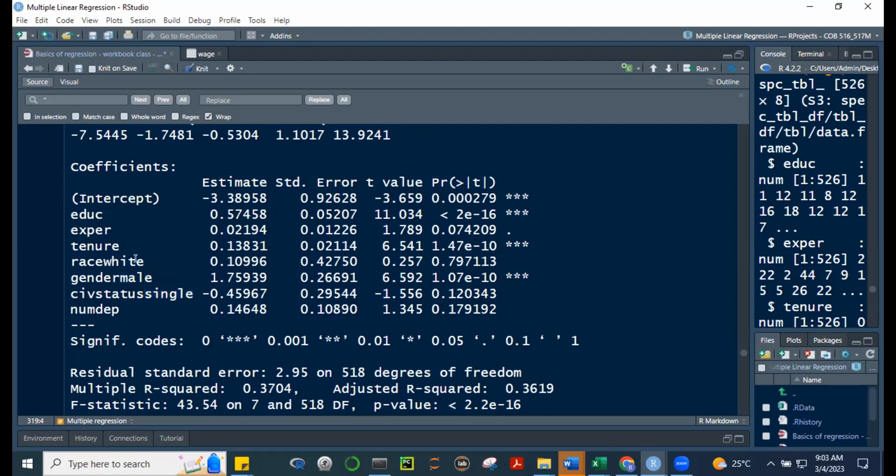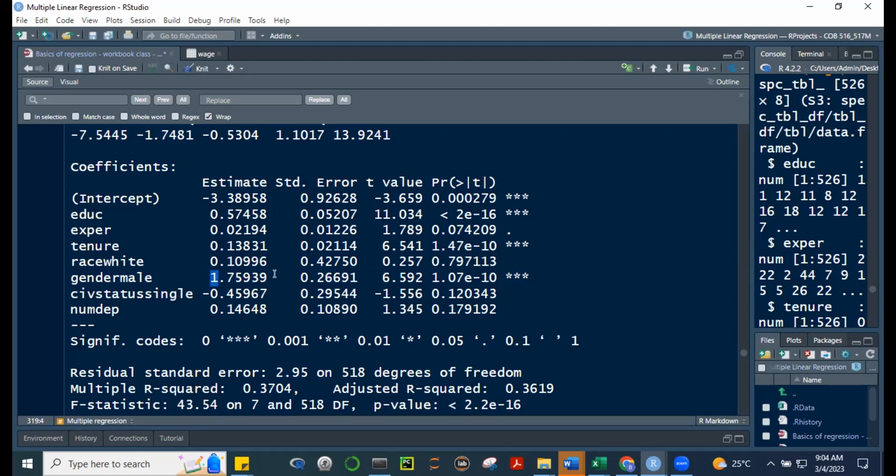All right, let's go here. Race white is not significant. Okay, ibig sabihin si race does not contribute to the explanation of hourly wage. Walang kinalaman si race kay hourly wage. But let's take a look at this gender. Okay, and it's statistically significant.